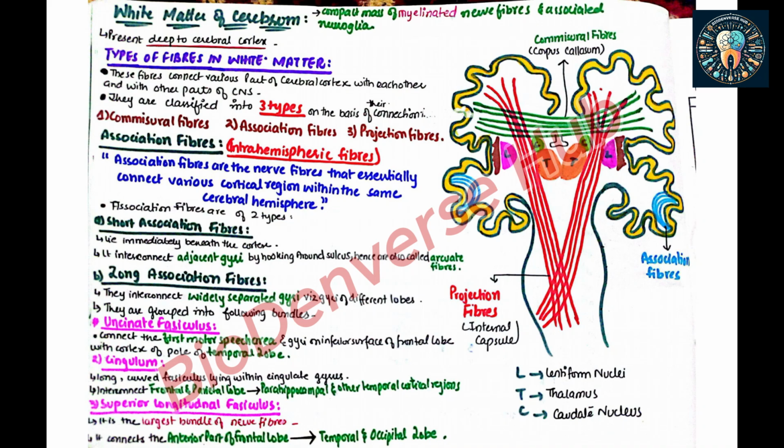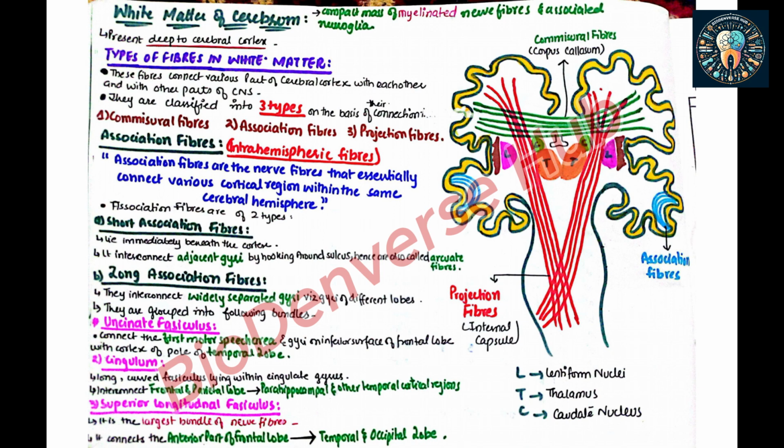As you can see in the diagram as well, the fibers outlined in red represent your projection fibers, also known as your internal capsule. After that, the fibers outlined in green are your commissural fibers. And the last, outlined in light blue, represent your association fibers. Remember that these fibers are classified on the basis of the type of connection. So in this video, we will first discuss the association fibers.